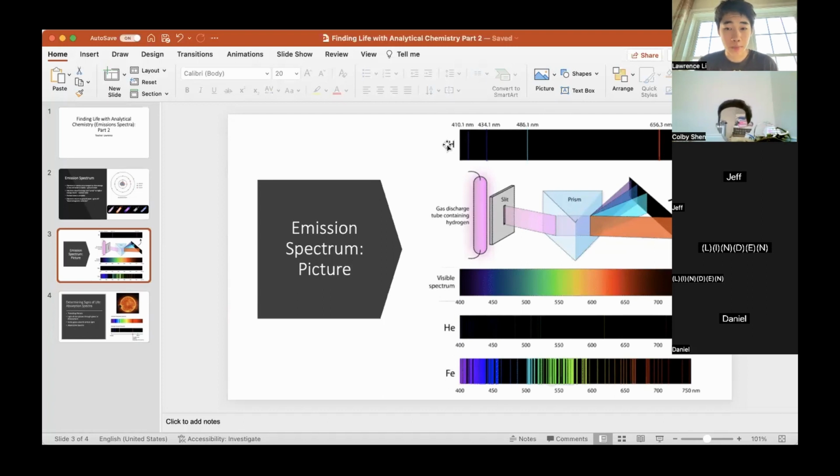How do we go from the visible light, like just the pink glow, to these bands of light on this black strip? And so that's what we're going to talk about now.